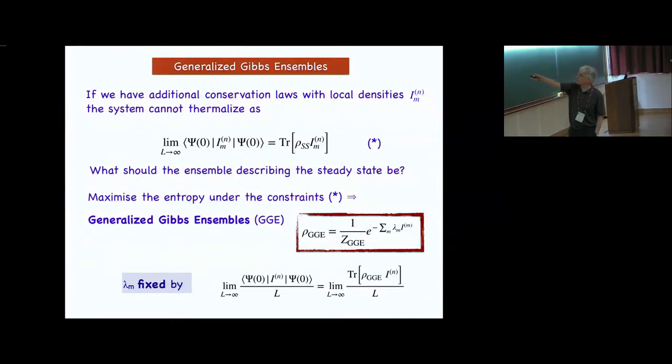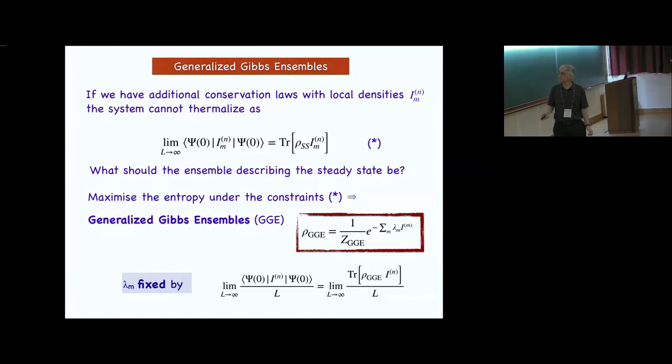So if I have a bunch of conservation laws, 17, let's say, so I have 17 such equations, then you can go back to a very famous paper by Jaynes in 1957, which basically tells you what you should do in such a case. What you're supposed to do is maximize the free energy or the entropy under these constraints.